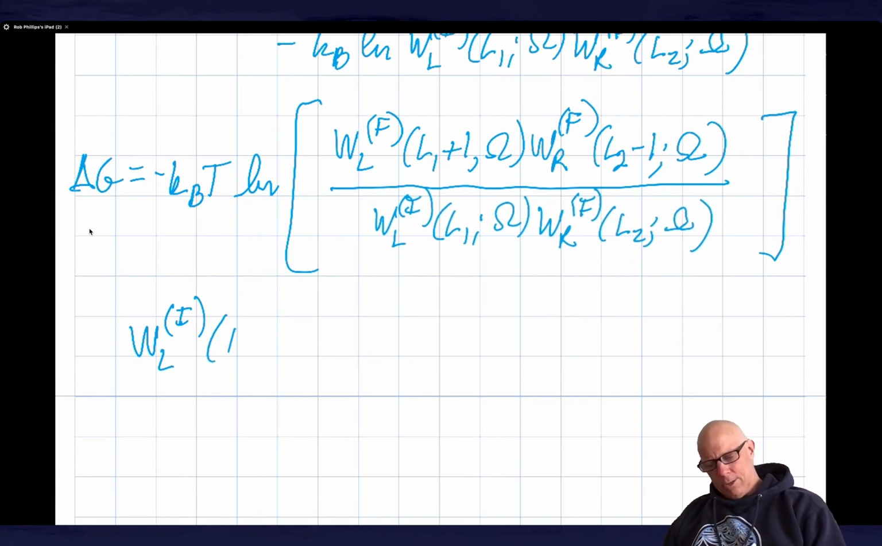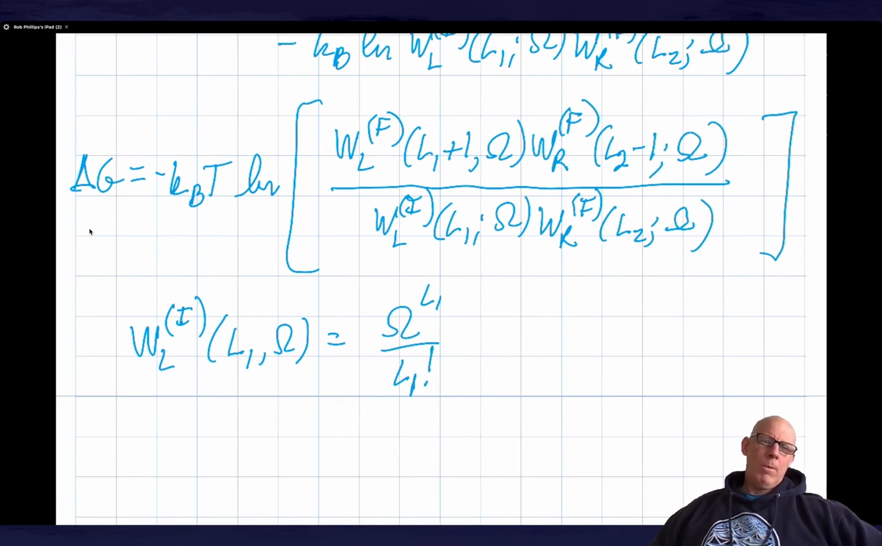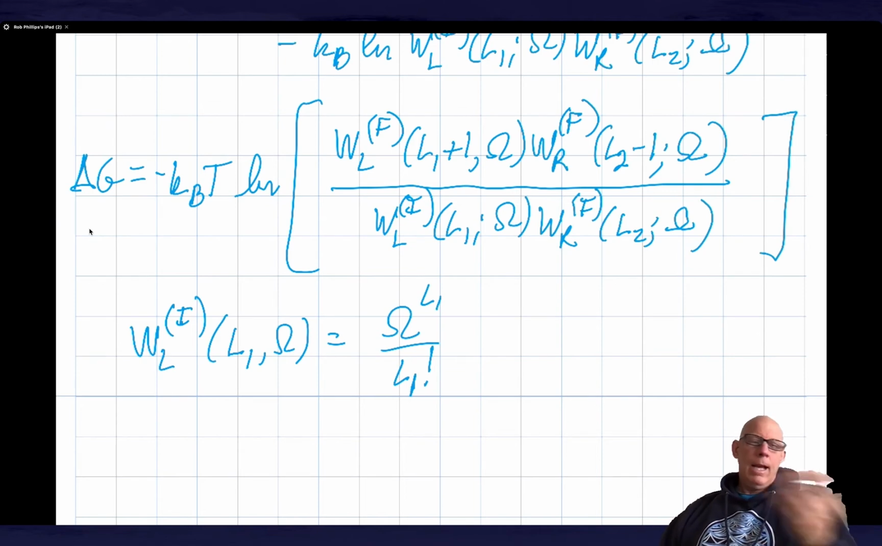W left initial, L1 and omega, is equal to omega to the L1 power over L1 factorial. This is my stadium seating analogy, where we have very few attendees at the stadium. So I have 60,000 seats, I have 30 people attending, and I offer my hat that has the numbers for all the seats. There's 60,000 numbers. Person 1 picks a number, they look at it and they put it back, and I shake it up.